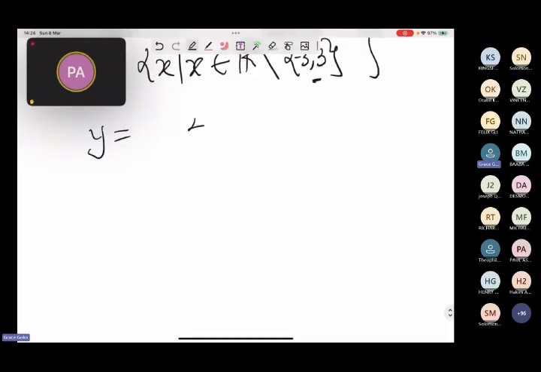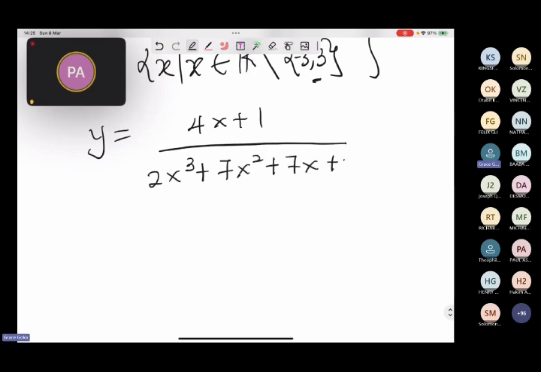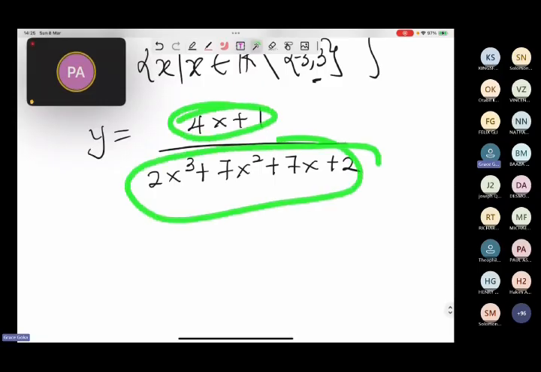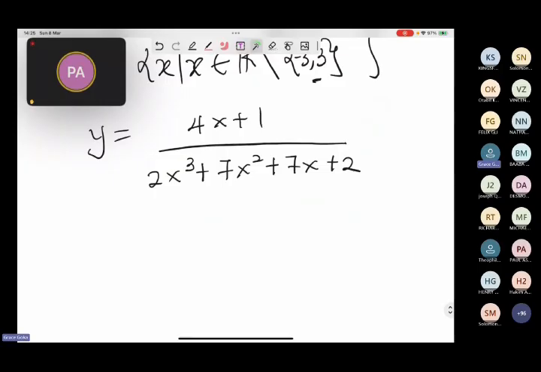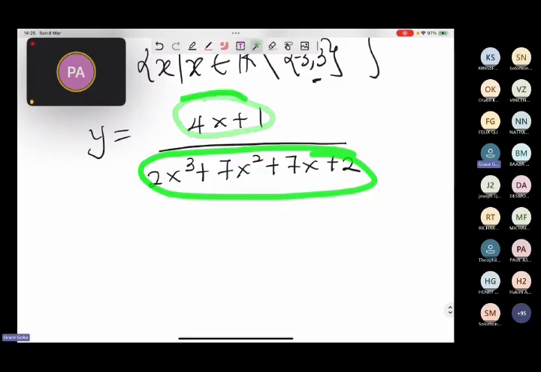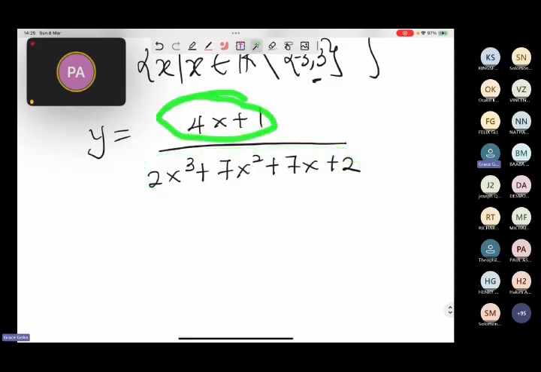Y is equal to maybe 4x plus 1 divided by 2x cubed plus 7x squared plus 7x plus 2. To find the domain of this function, we need to understand the type of function that it is. We have one function at the top, there's a denominator, therefore this is a rational function. If it's a rational function, we also need to take into consideration the type of function that is at the top and the type of function that is at the bottom. What is at the top is a polynomial.